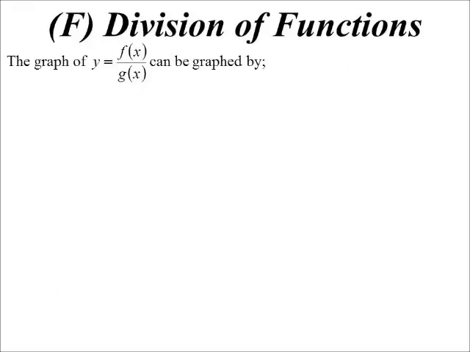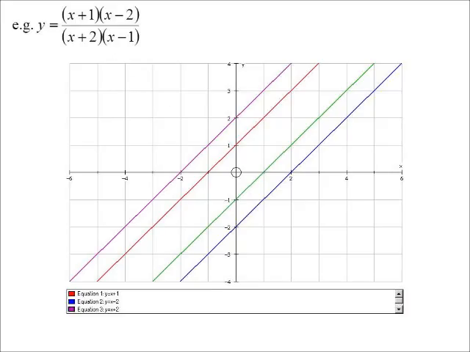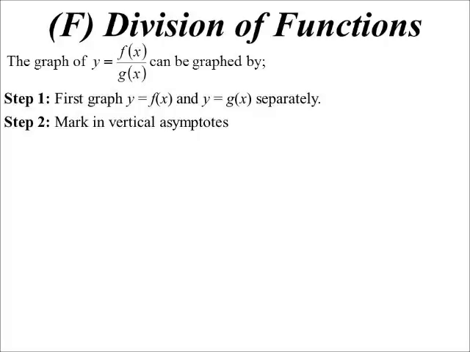Division, a little bit more interesting. Still the same idea. You sketch them separately, but there's now a key difference. The x-intercepts no longer remain, because whatever function's on the bottom, the x-intercepts will now become asymptotes, because you can't have 0 on the bottom of the fraction.